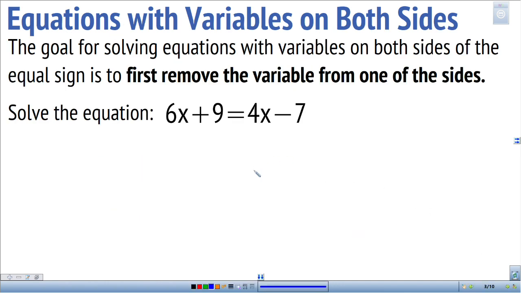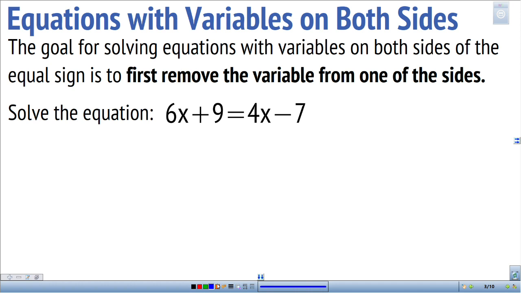All right, so what happens if we have an x on both sides of the equation? Because we're pretty good at solving an equation when x is on only one side. So we're going to try to make an equation look like that by first removing the variable from one of the sides. So you notice in this equation, 6x plus 9 is equal to 4x minus 7. So the goal is to get rid of one of them, either the 6x or the 4x.